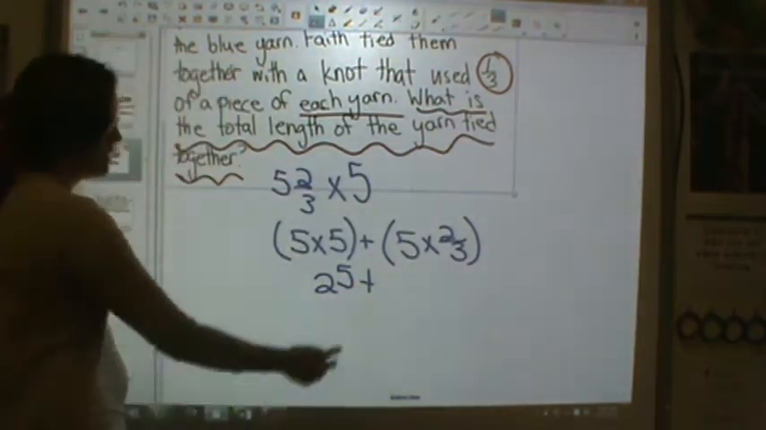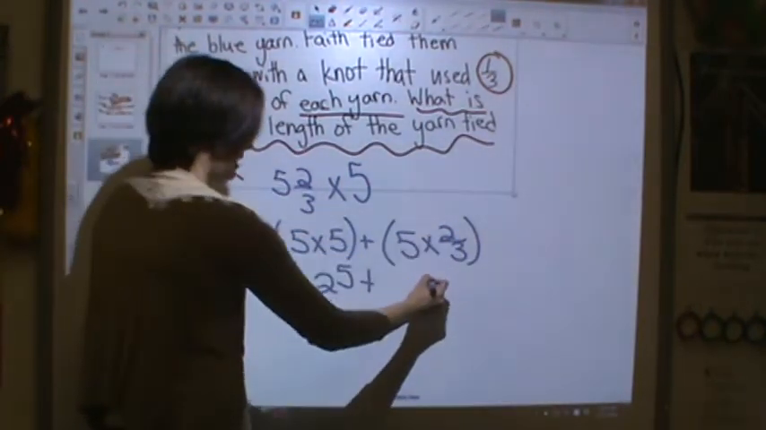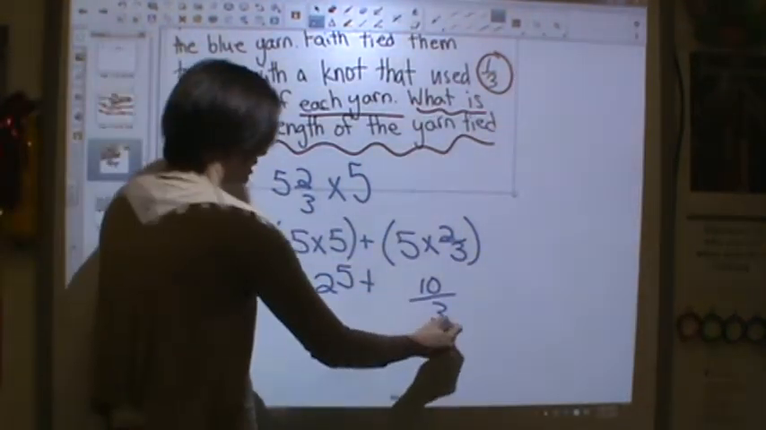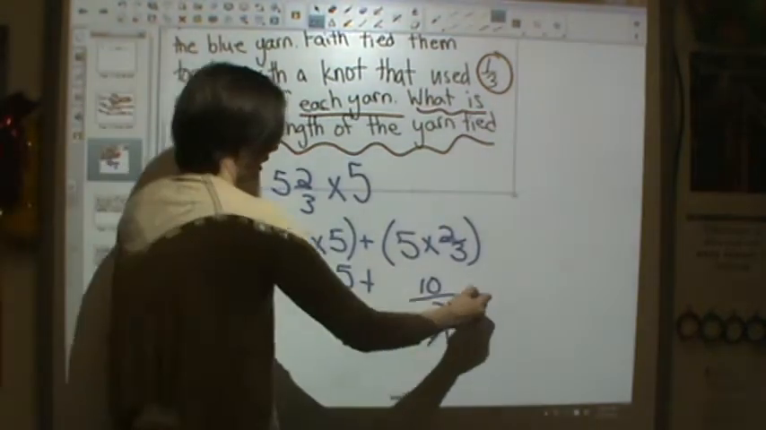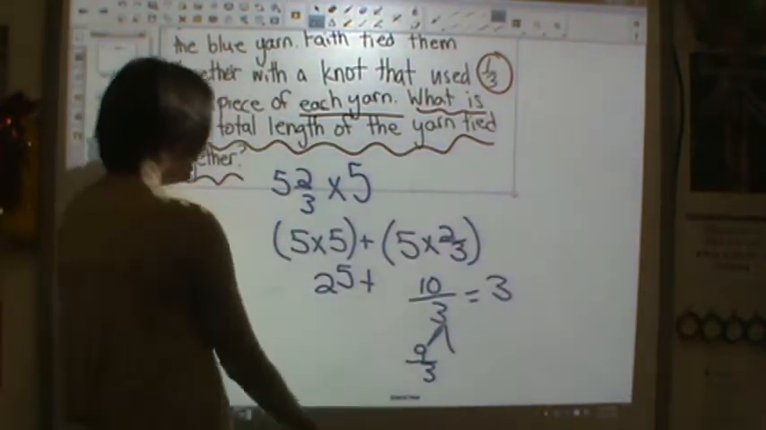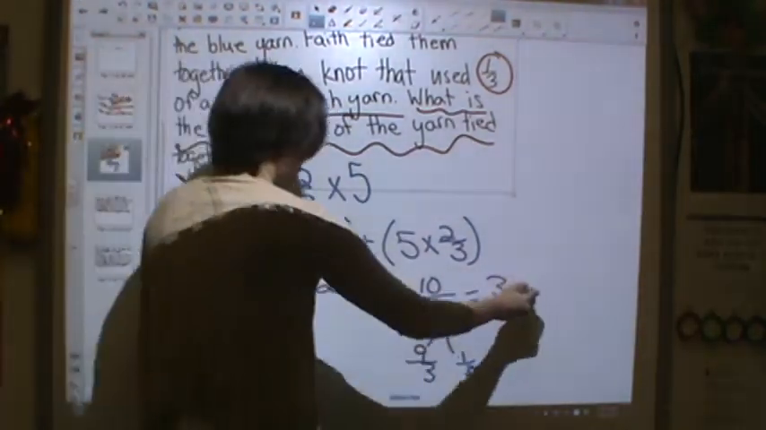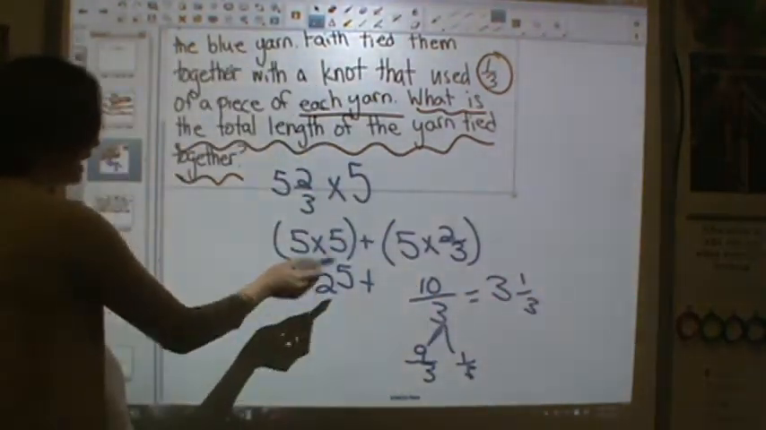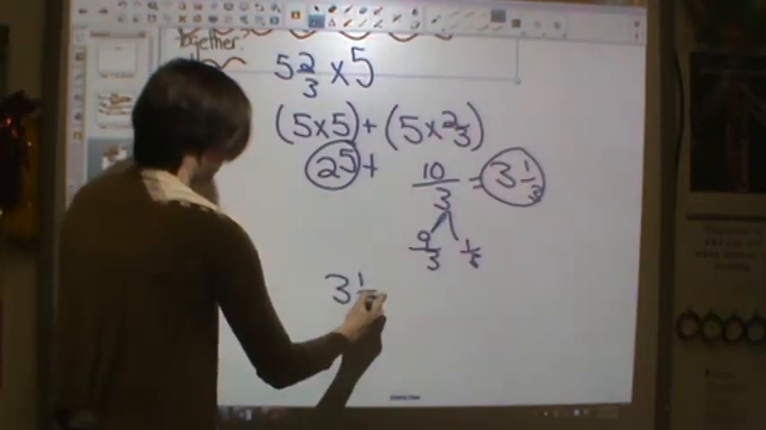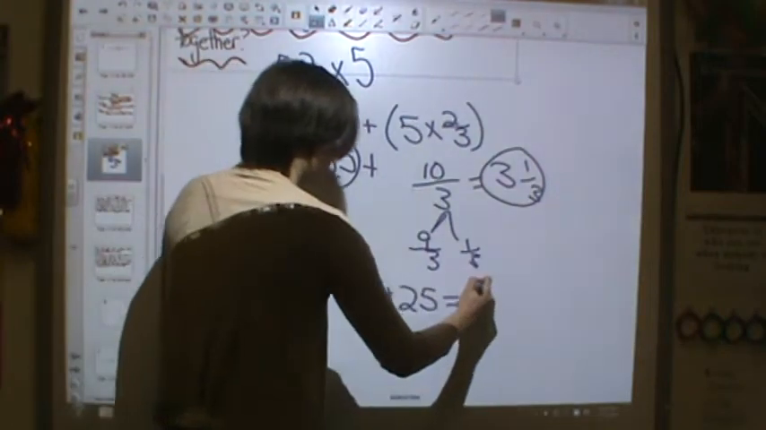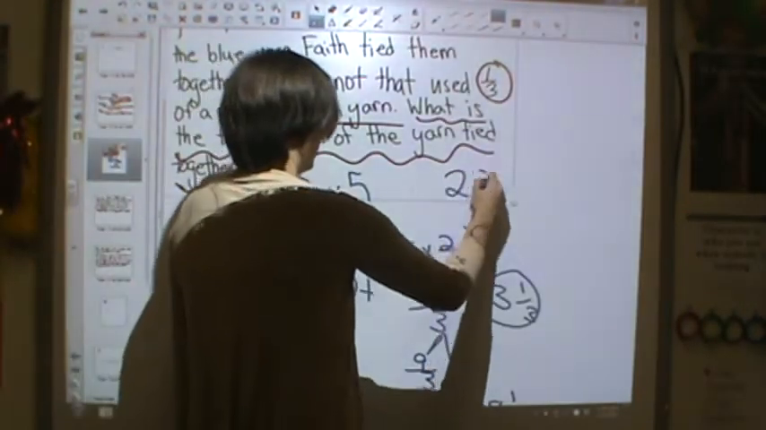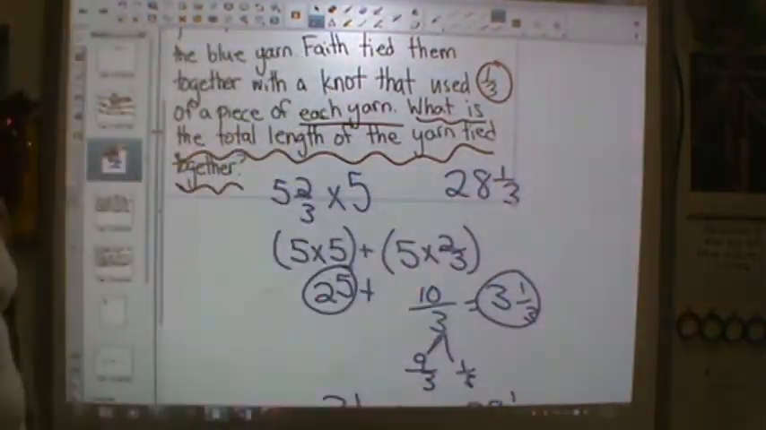5 times 5 is 25. Plus 5 times 2 is 10. And the denominator remains the same. Now this is an improper fraction, so I need to change it into a mixed number. How many 3's are in 10? 3 of them are. There are 9/3 in 10. How many more 3's to get to 10? 1/3, so you have 3 1/3 plus 25. Don't forget this 25 here. So 3 1/3 plus 25 is equal to 28 1/3.